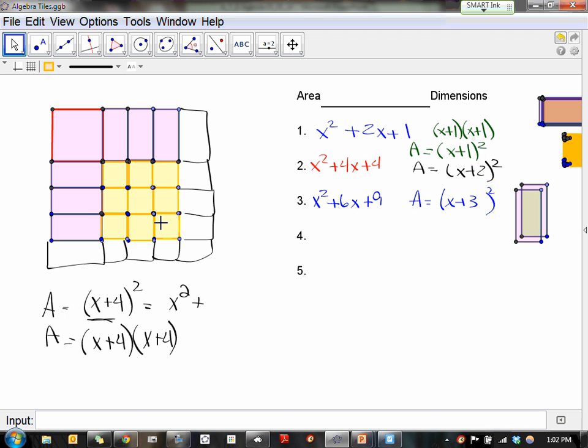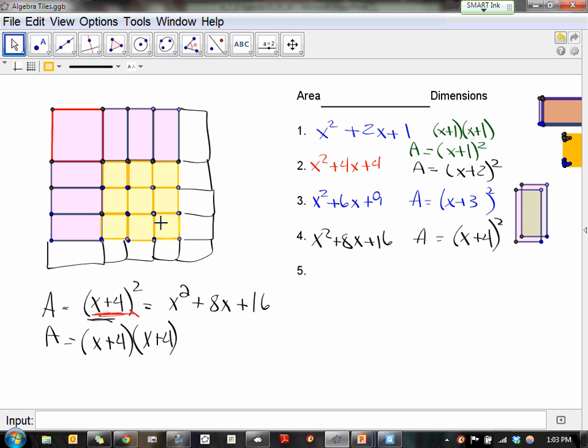X squared plus 8x plus 16. And that would have been my next one. It's x squared plus 8x plus 16. And I want to go back to the point I started to make. We have a lot of people that have a lot of difficulty taking these numbers and multiplying. You know what I get for a common answer?